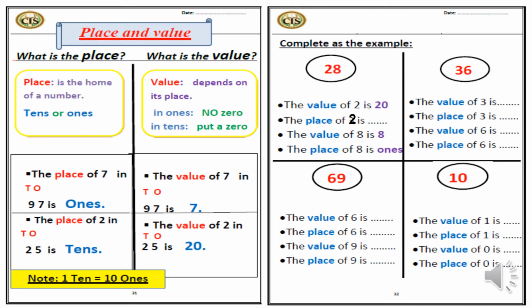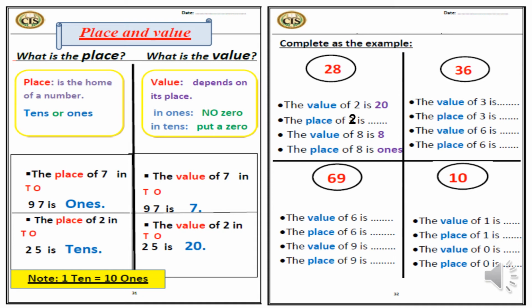Let's answer our math booklet page 31. The place. What is the place? It is the home of a number, tens or ones. What is the value? Value depends on its place. In ones, no 0. In tens, put a 0.